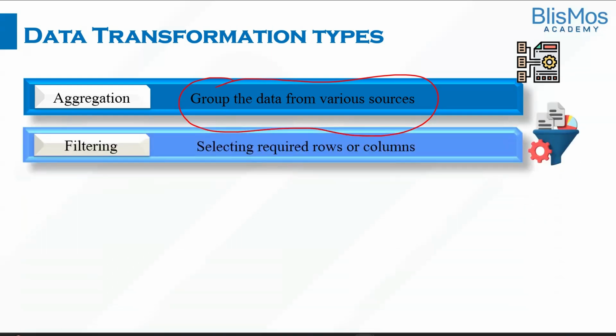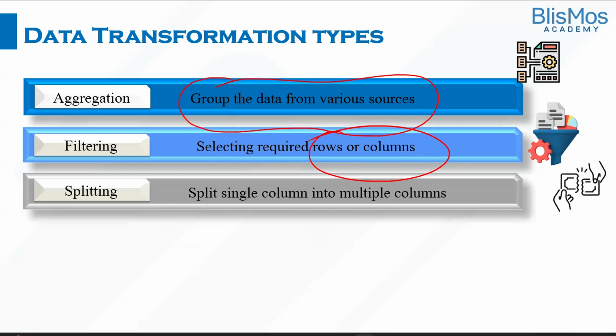Filtering. Are you thinking of a filter coffee? I am not talking about the filter coffee here. We are talking about filtering. Filtering is selecting the required rows or columns. Assuming you want to select only those transactions which are more than $100, you can do that here. That is also a transformation.